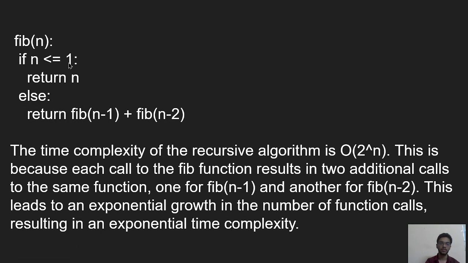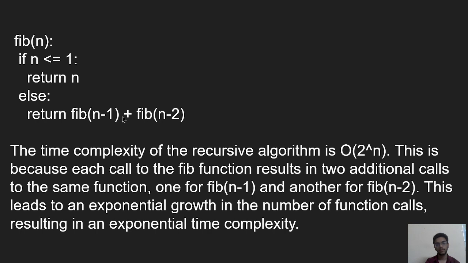The base case is if n is less than or equal to 1, then we will return n. If there is any other case, suppose n is greater than 1, then we will recursively call on n minus 1 and n minus 2, add those two numbers, and return.